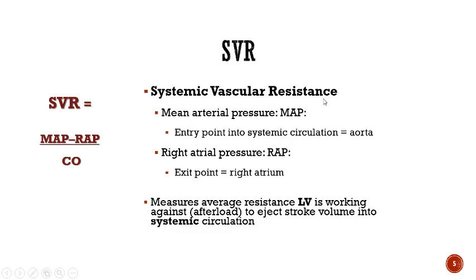When it leaves the heart, it has a certain pressure, and by the time it comes back to the heart, it has a different pressure. So we're going to analyze the difference between those two pressures, and then we're going to divide it by cardiac output. And this is going to measure the average amount of resistance that your left ventricle is working against, or that afterload, to try to eject a stroke volume into the systemic circulation. That's what we're looking at here.